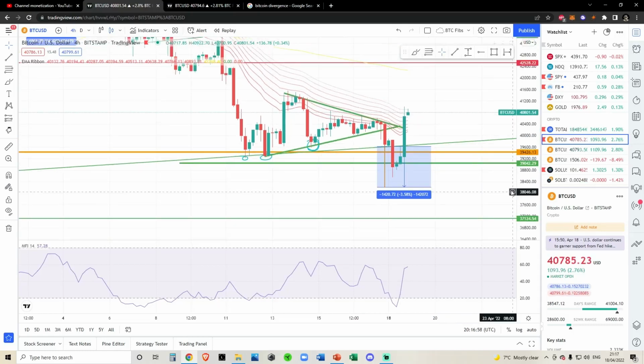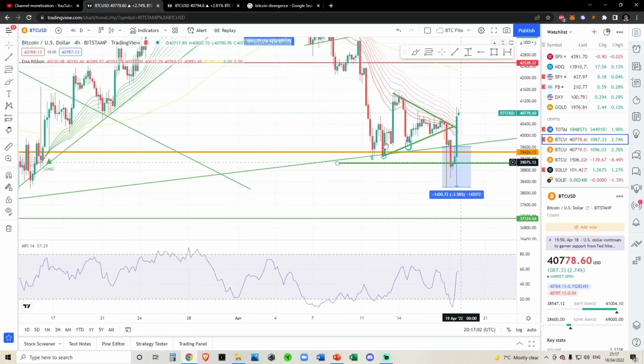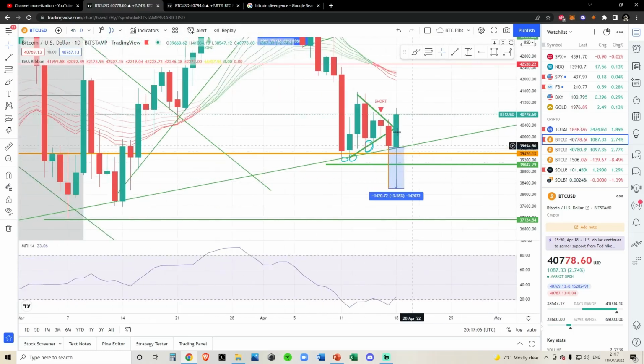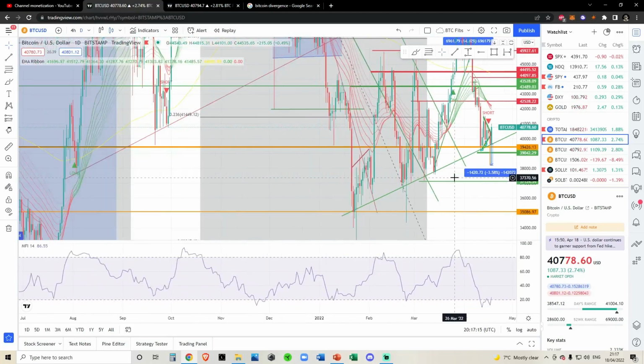So this is looking really, really good in my opinion. This is what we needed to see. I told you before, I would like to see 39,000 hold, and wicks don't matter, but daily closes do. And as you can see, we had a wick to 39, and now we're heading back up. So what should we expect in the short term?